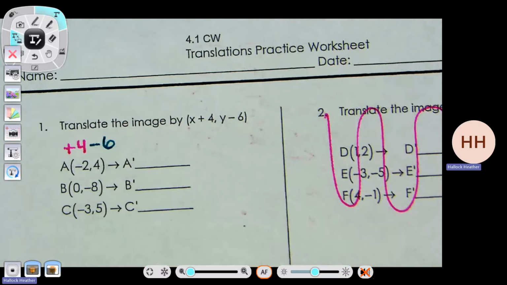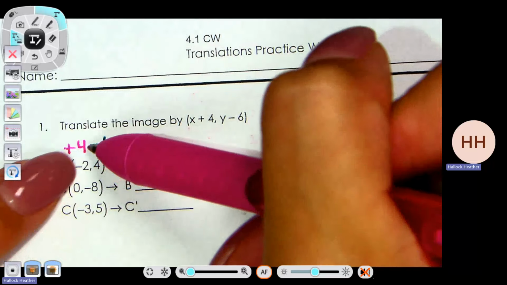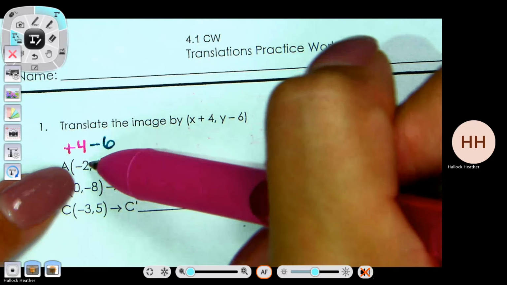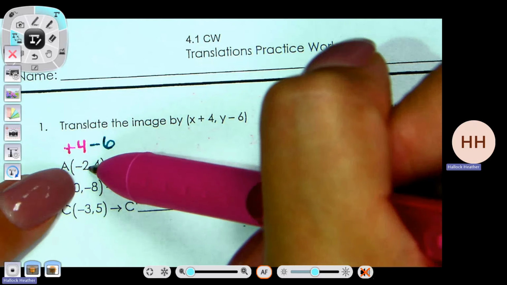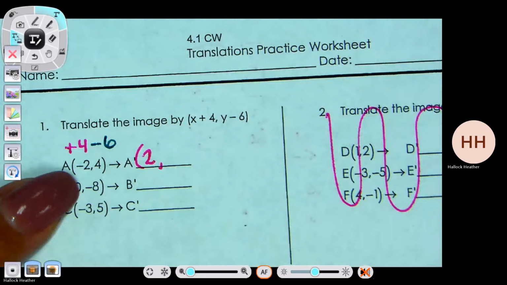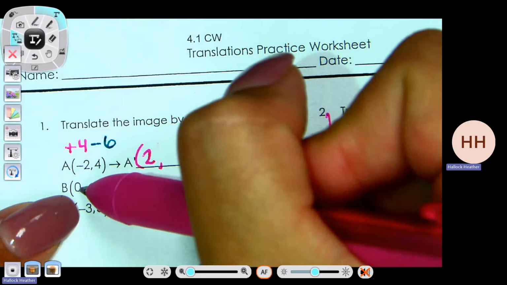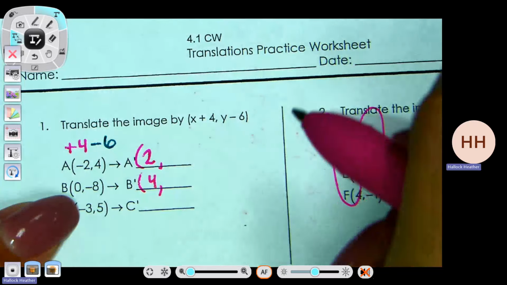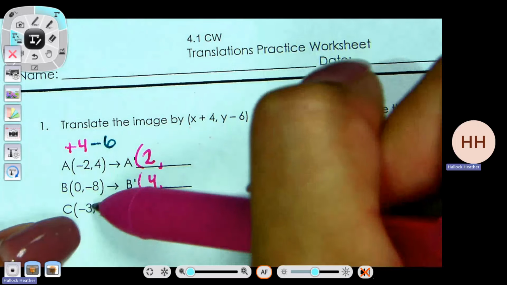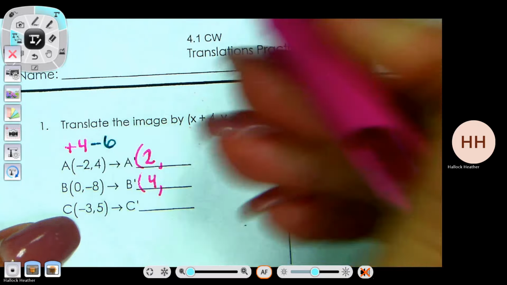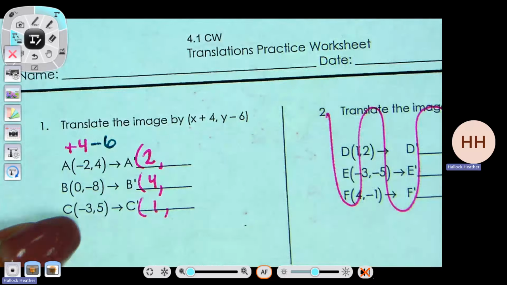to all the y's. So if I take -2 and I add 4, let's do that. -2 plus 4 gives me +2. If I take 0 and I add 4, that gives me +4. If I start at -3 and I add 4, that gives me 1. So I'm adding whatever it says to each value.